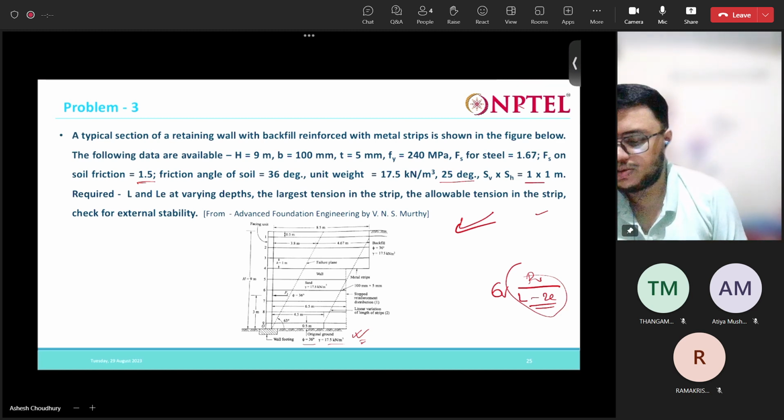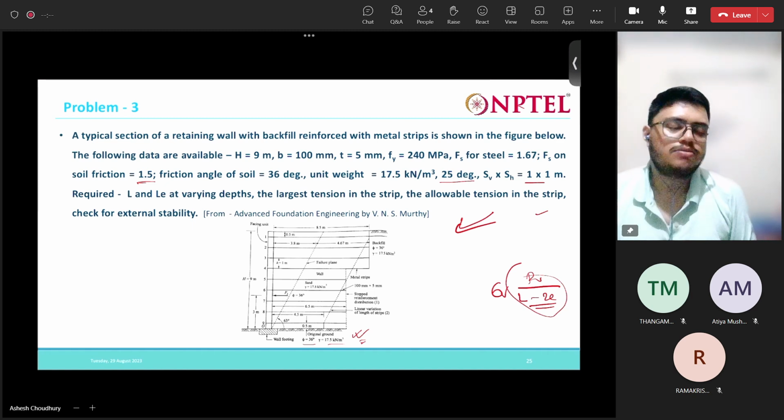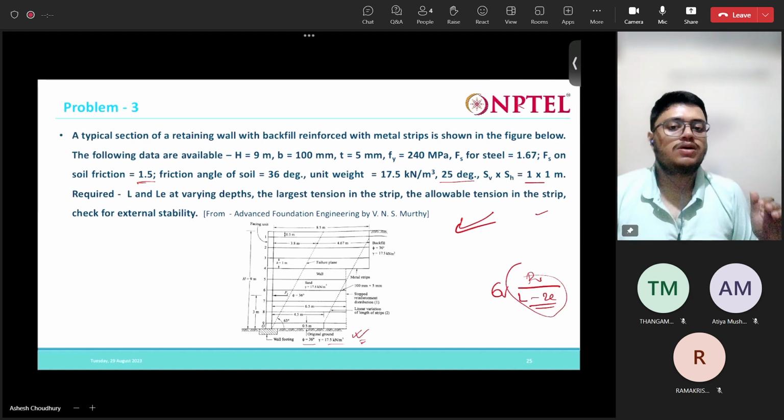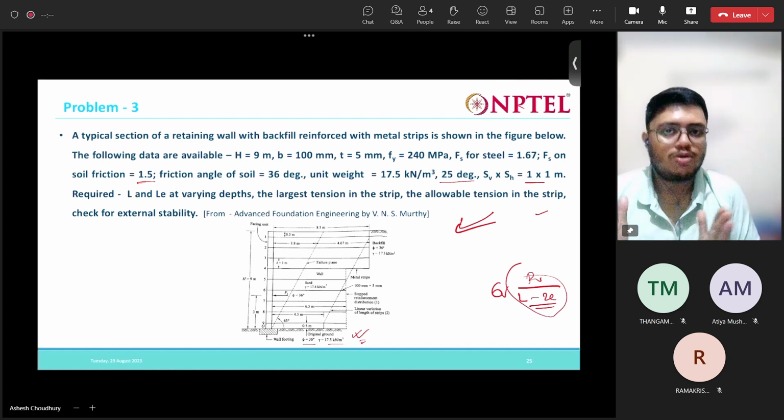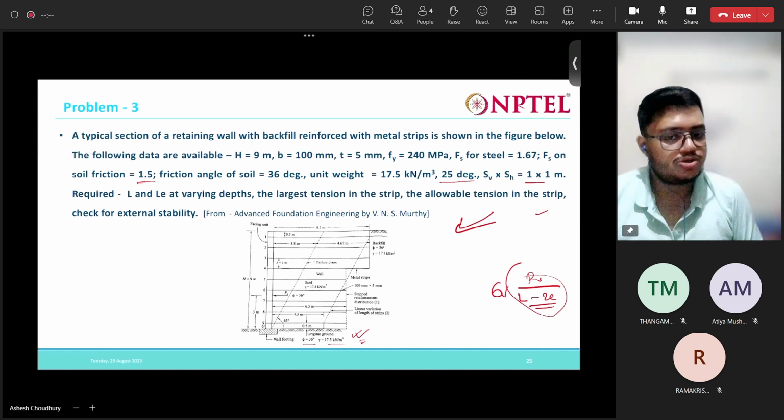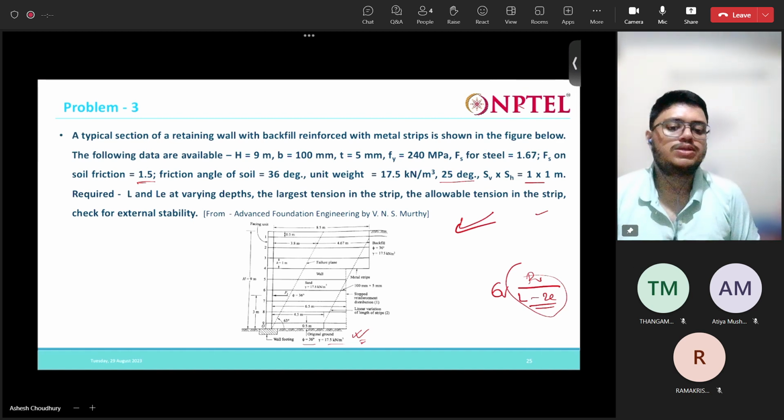All right, so with this we end today's class. Next class we will be solving problems on reinforcement of embankments using geotextiles or geogrids. We will be solving that part, and also one more problem. The problem 2 that was left, we will be solving that problem.